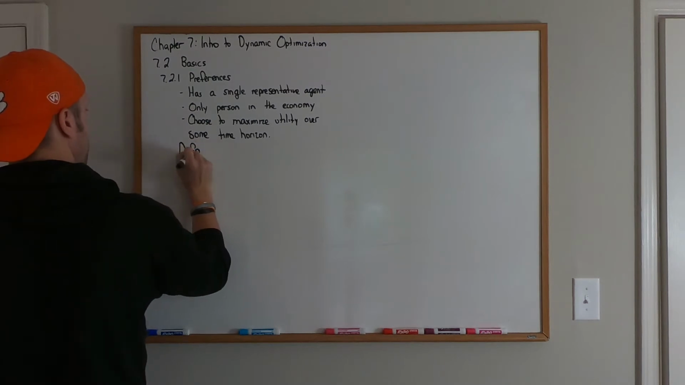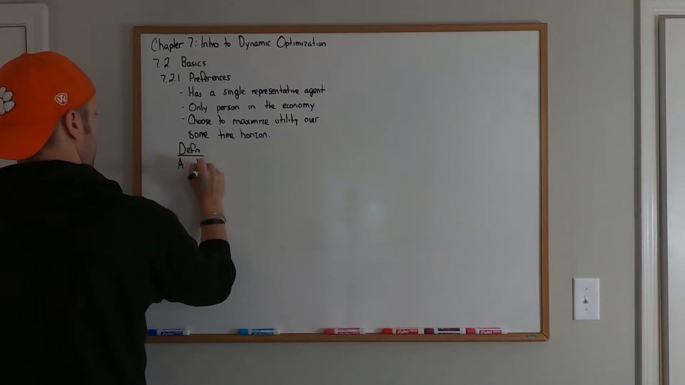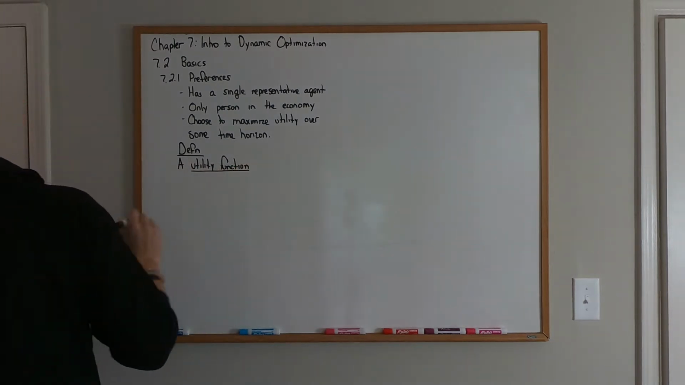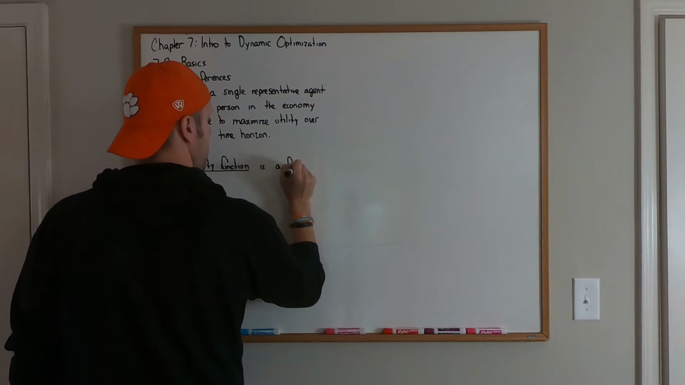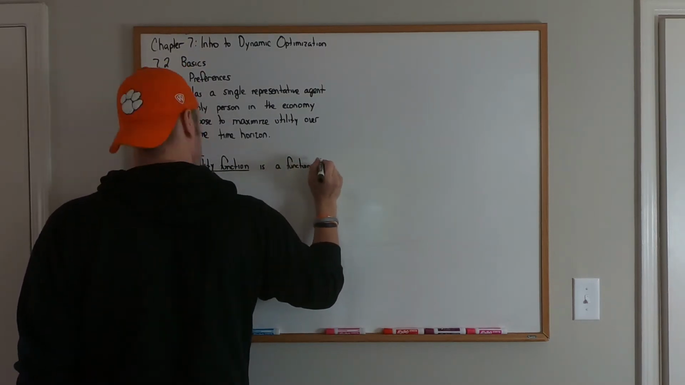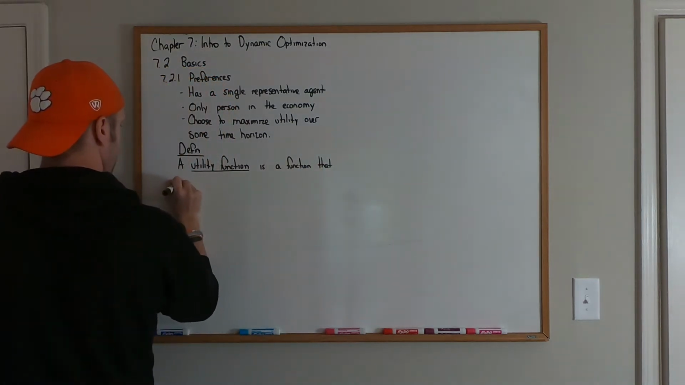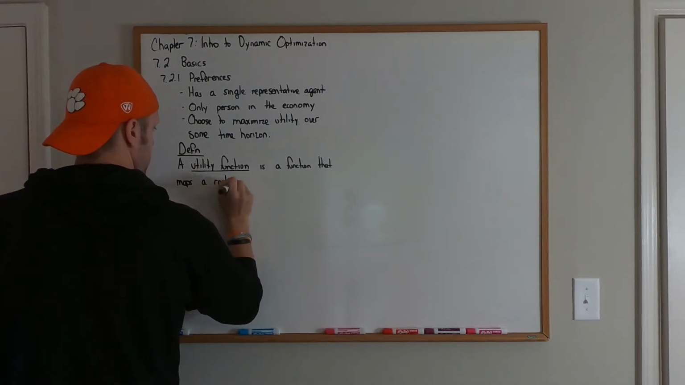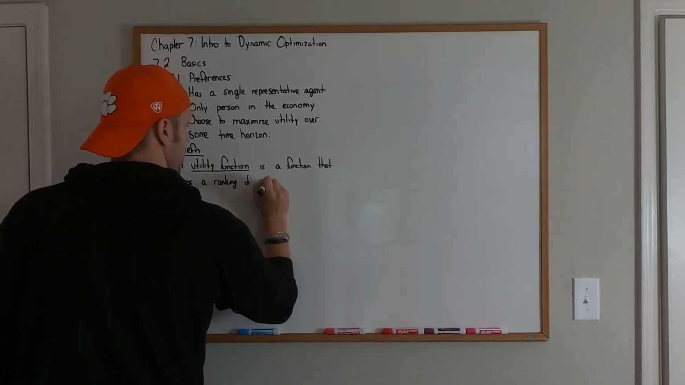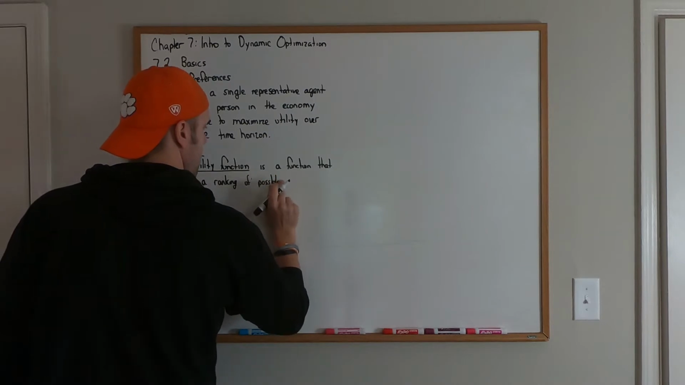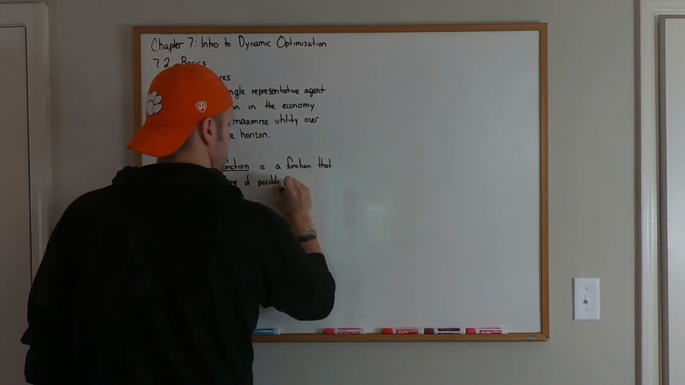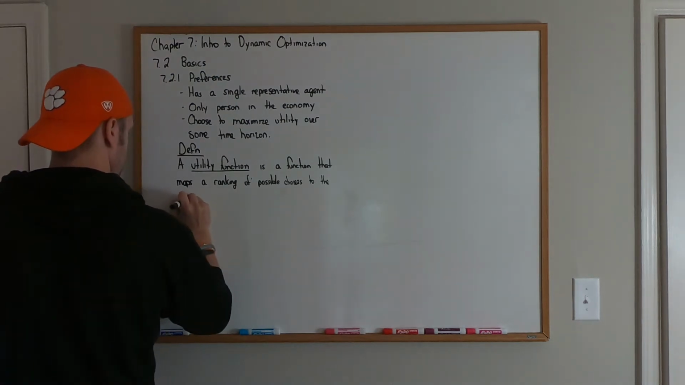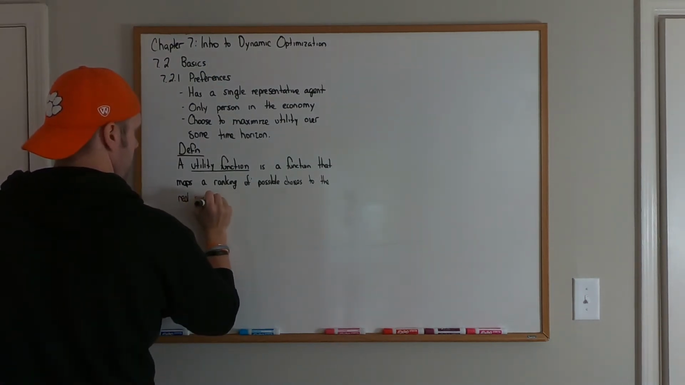Now, what they're maximizing is their utility, which means definition time with Jeremy. A utility function is a function that maps a ranking of possible choices, or you could say alternatives, like it says in the book, to the real number line.